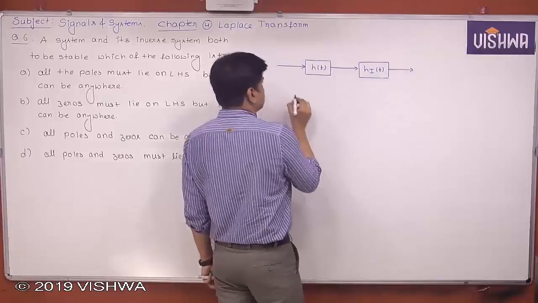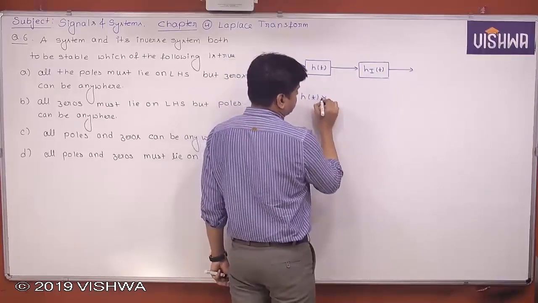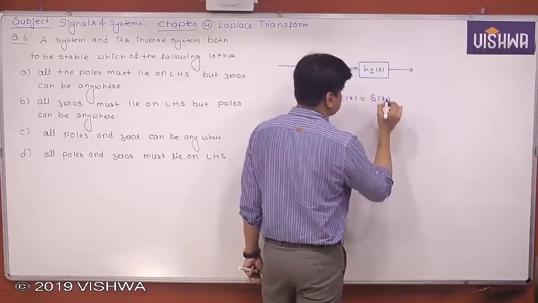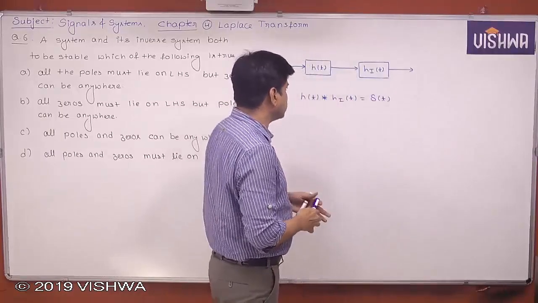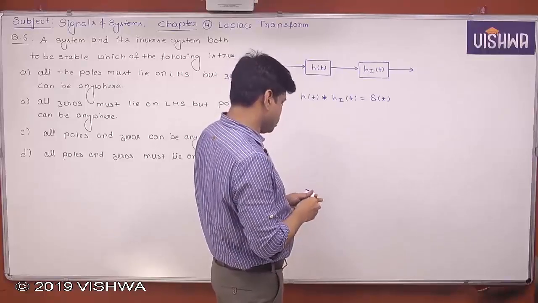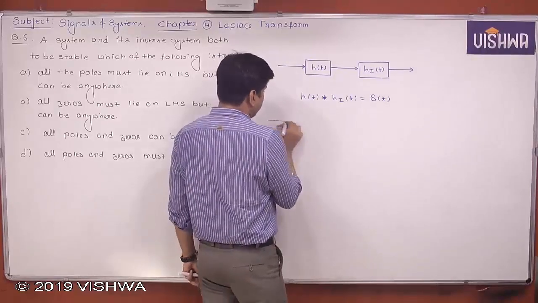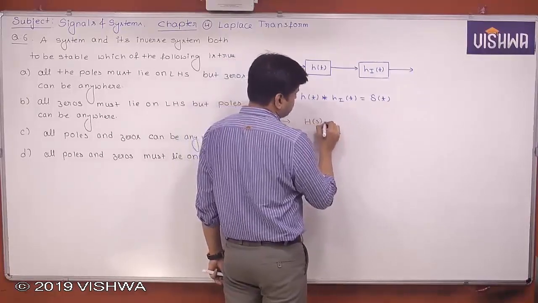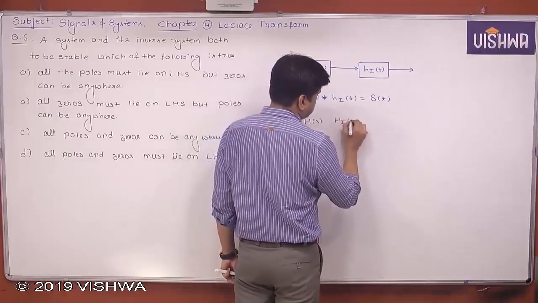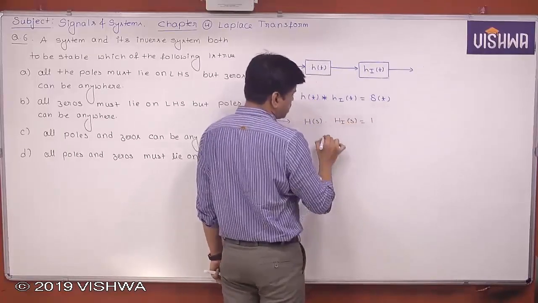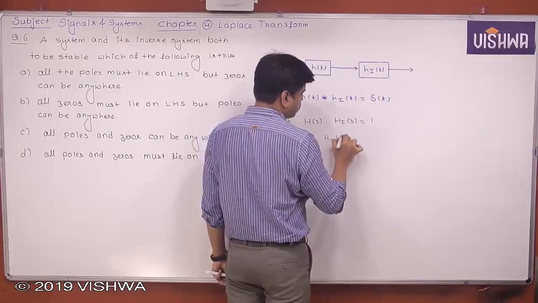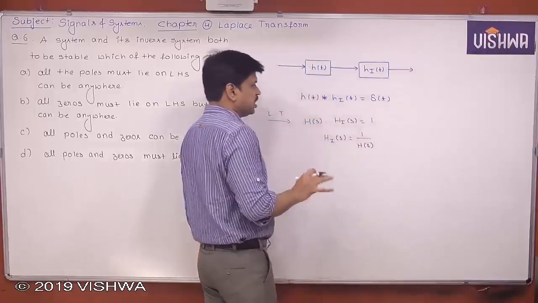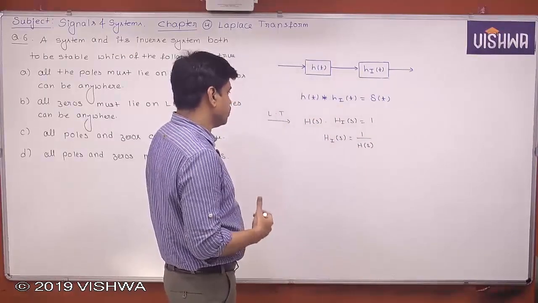Then h of t convolved with hi of t has to be delta t. This condition has to be satisfied. Only then can we say it is an inverse system and an invertible system. Now if I take the Laplace transform on both sides, then what will happen? H of s multiplied with Hi of s is equal to 1. So from this can I say the inverse system has a transfer function of 1 by H of s? This kind of inverse system we must have.